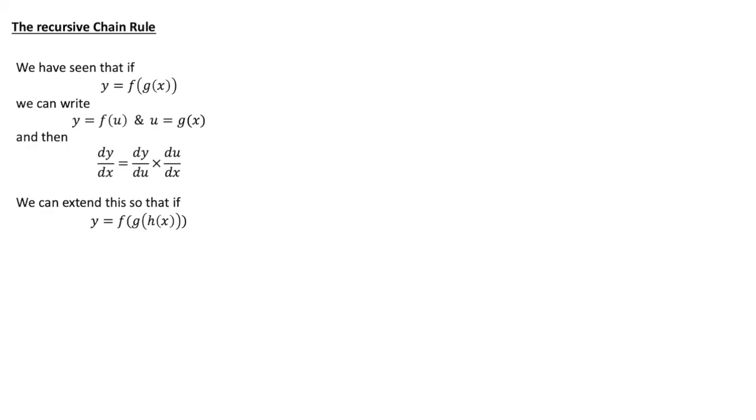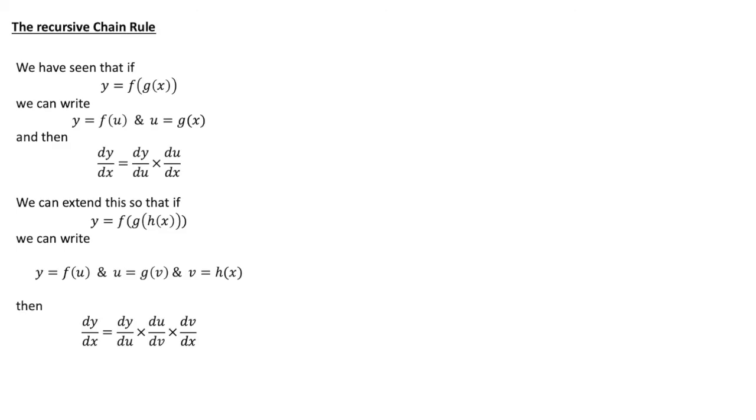So if we now have f of g of h of x, then we can say that y is equal to f of u, u is equal to g of v, and v is equal to h of x, and we get that dy by dx is equal to dy by du times du by dv times dv by dx. So let's try using this idea to differentiate a nasty complicated looking function. y equals sec squared of x cubed.